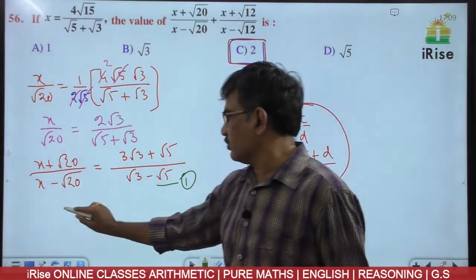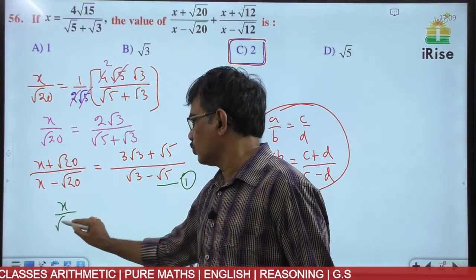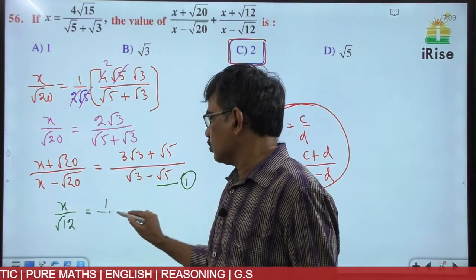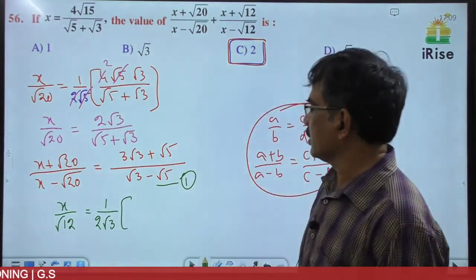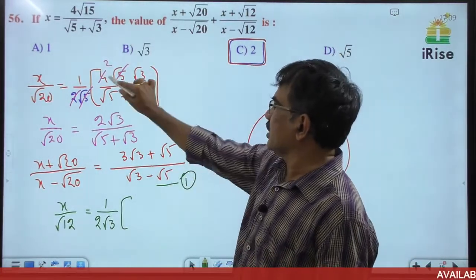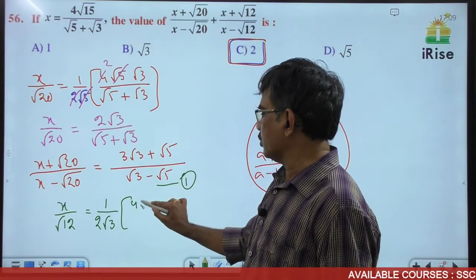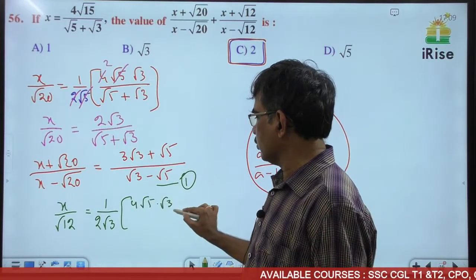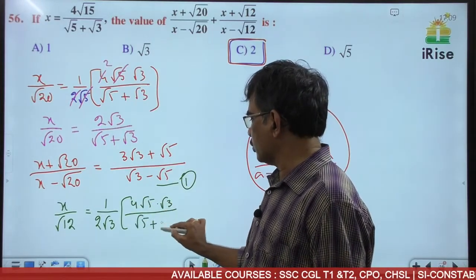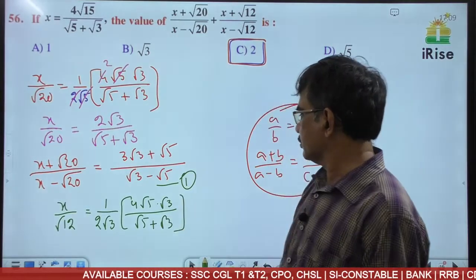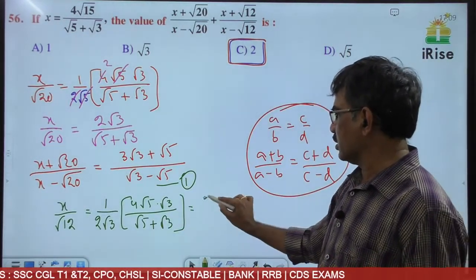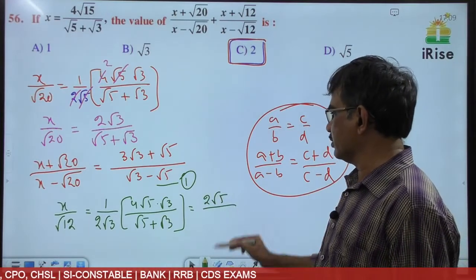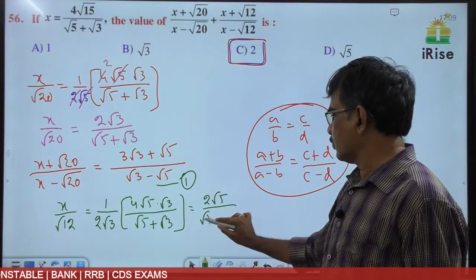Okay, first I want to find x by root 12, which is equal to 1 by root 12. Root 12 can be written as 2 root 3, into this x. X can be written again the same as 4 into root 5 into root 3 by root 5 plus root 3. This is equal to, after cancellation, we get 2 root 5 by root 5 plus root 3.